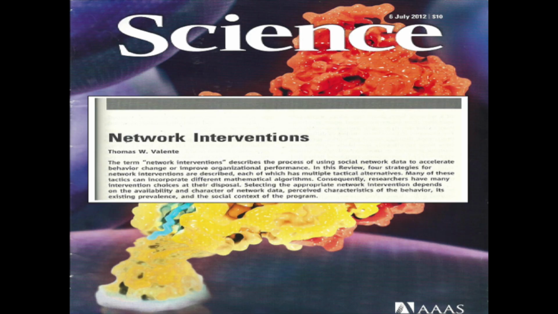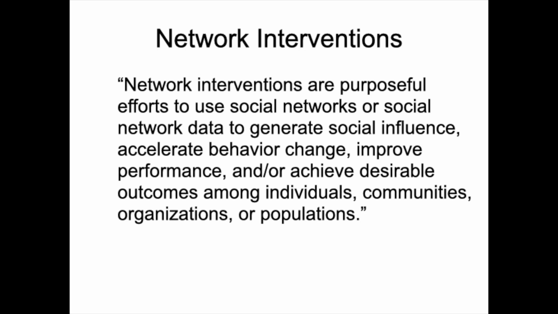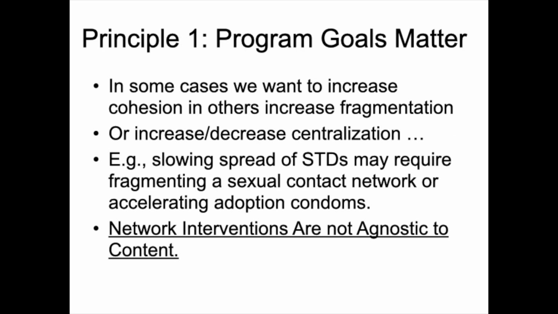And for me, this is where the real action is, right? This work comes from a paper I published in Science back in 2012. The idea is to think about purposive efforts to use social networks or social network data to generate social influence, accelerate behavior change, improve performance, and achieve desirable outcomes among individuals, communities, organizations, and populations. Yeah, we can own the world if we do this, right?